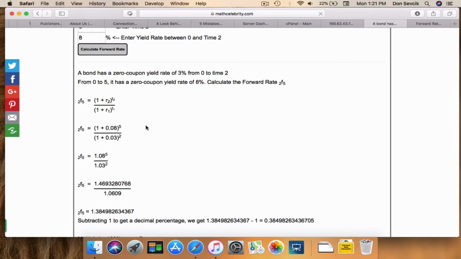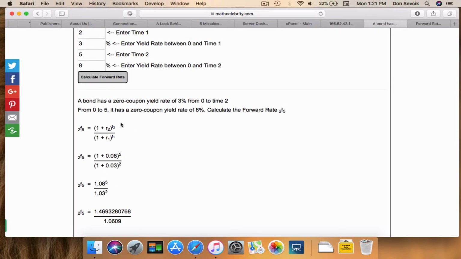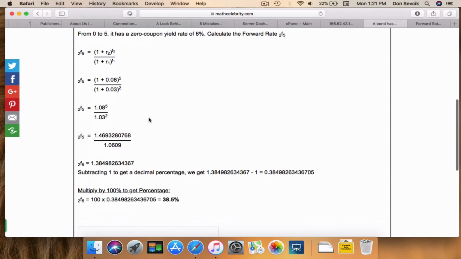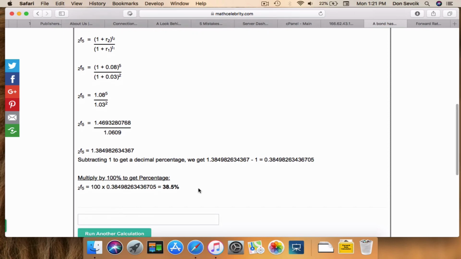And it's going to walk you through the formula I just showed you on the presentation and plug and chug with the numbers. So it's 1.08, right? Raised to the 5th power, which is time 2. That's the latest time. Then it should be on the bottom 1.03 raised to the 2nd power, which is time 1. We're going to evaluate, simplify, and we get this number here. We need to subtract 1 to get a decimal percentage, and we multiply that by 100 to get a percentage format. So in this case, the forward rate is 38.5%, and that is it.